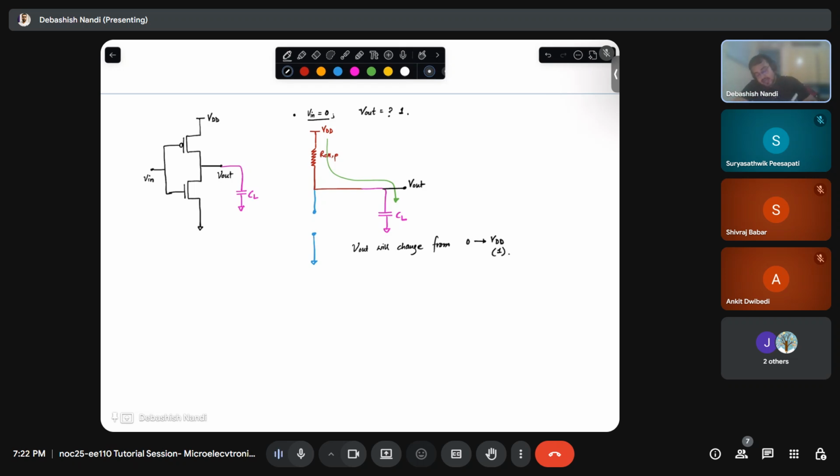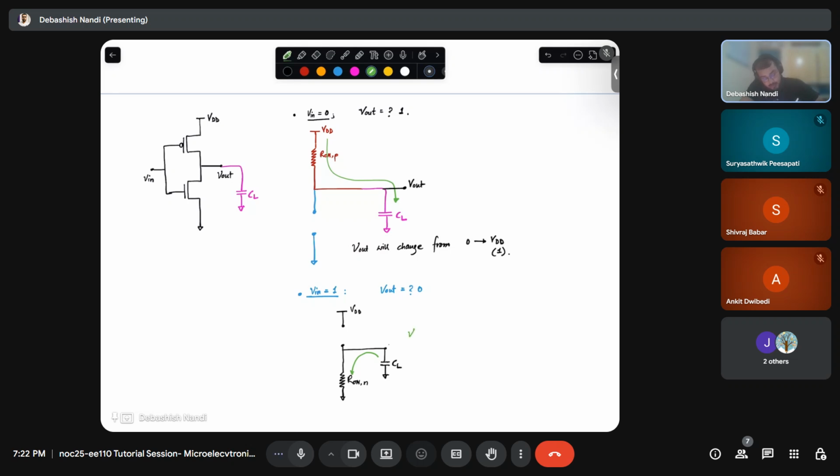Okay. Similarly, if my V in is 1, then I expect my V out to be 0. So in that case, my PMOS will be at off state, this will be at on state, and I will have my load capacitance here. So whatever was stored in the load capacitor now sees a path to get discharged by the NMOS. Okay.